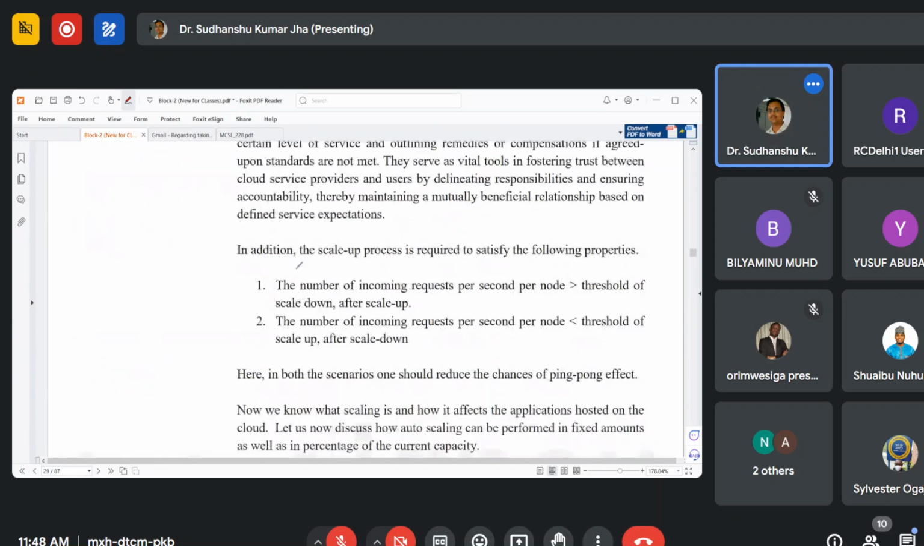So a scale-up process is required to satisfy the following property: if the number of incoming requests per second per node exceeds a threshold value, thereafter we need to scale up. Similarly, if the number of incoming requests per second per node is less than the threshold value, then we go with the scale down. So in the SLA we may set some kind of threshold, and accordingly scale up or scale down happens depending upon the number of requests per amount of time.